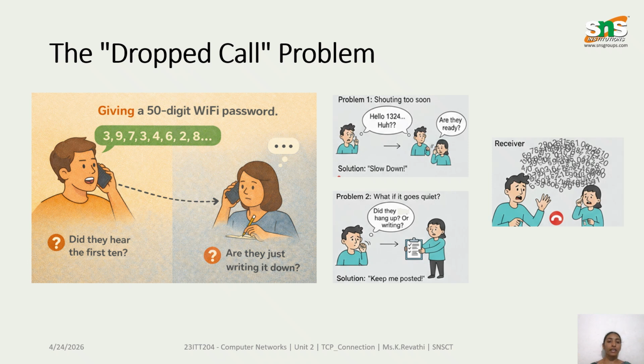Imagine you are on a phone call with your friend. Suddenly the call drops. This is exactly what we call the dropped call problem in networking. So how do computers avoid this problem? That's where the TCP connection comes in.